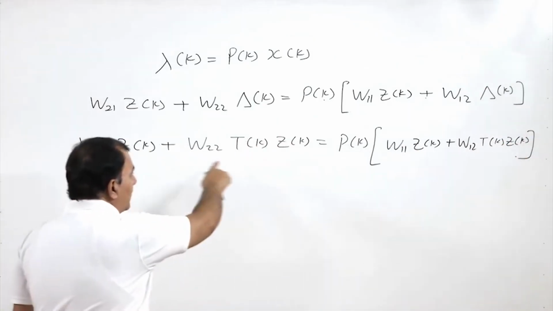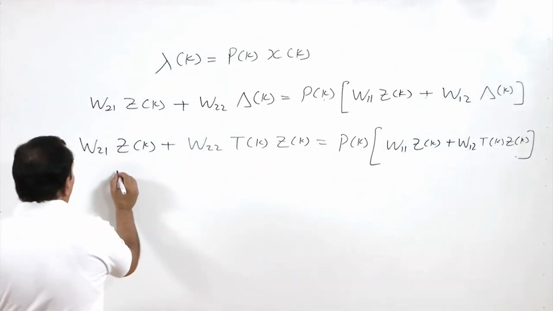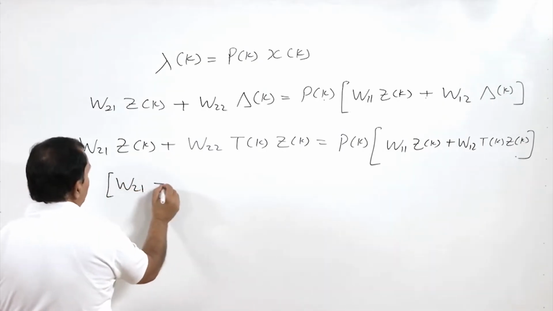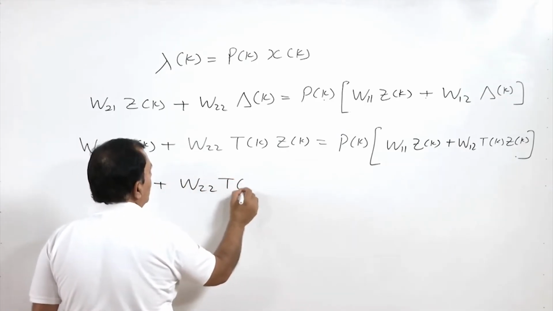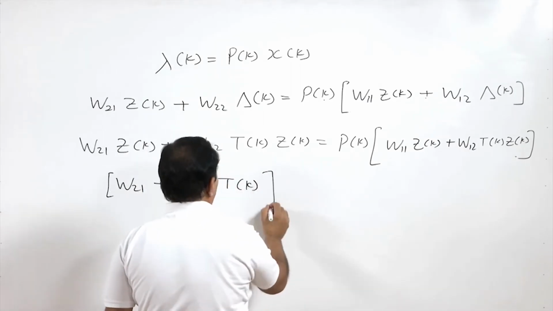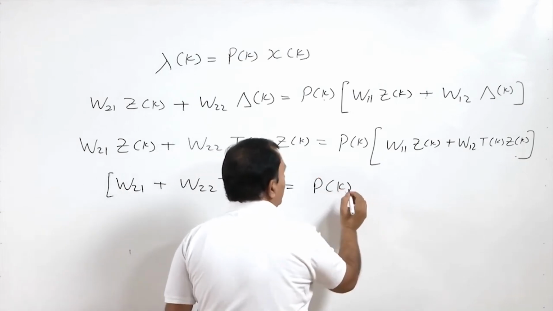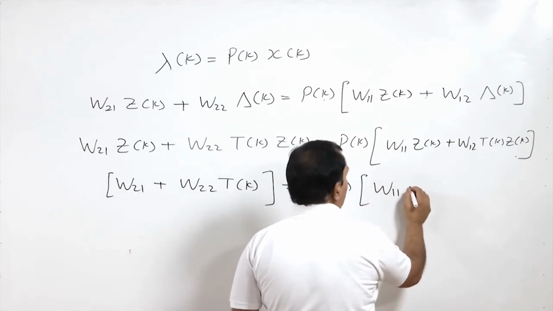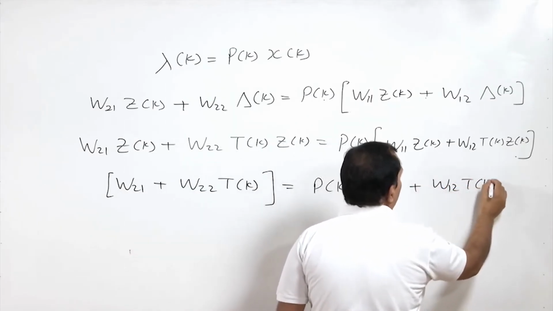So, the whole equation I am representing in terms of zk, which can be cancelled out. So, I have W21 plus W22 tk as pk times W11 plus W12 T of k.